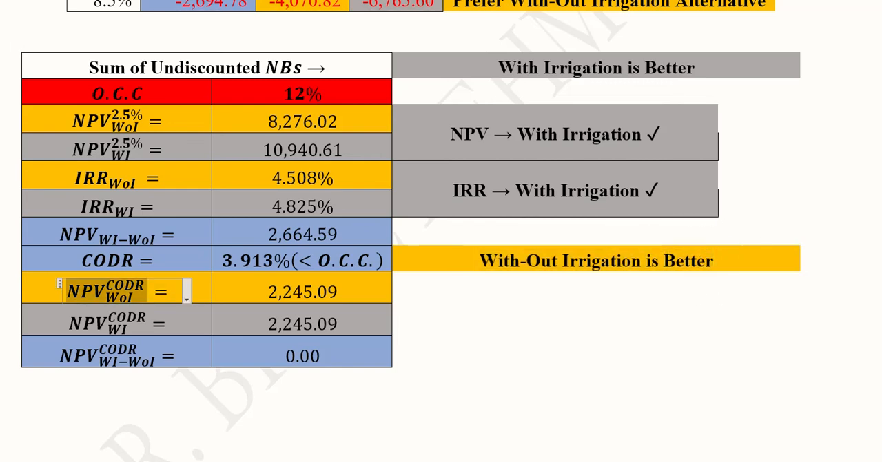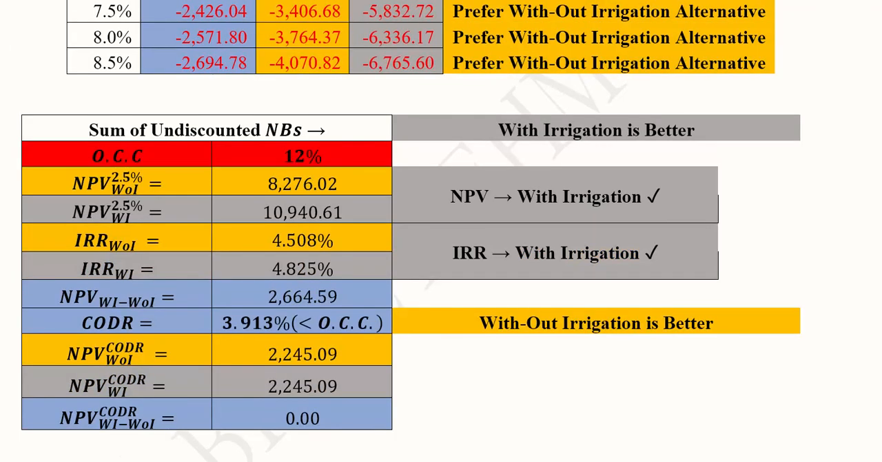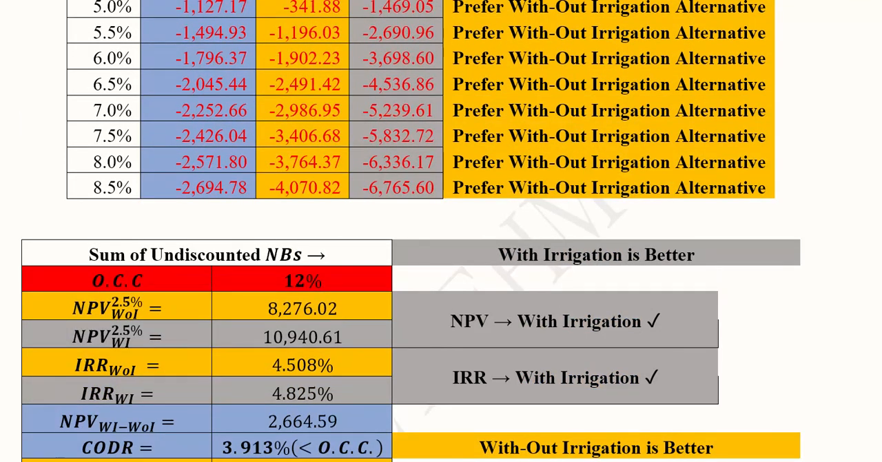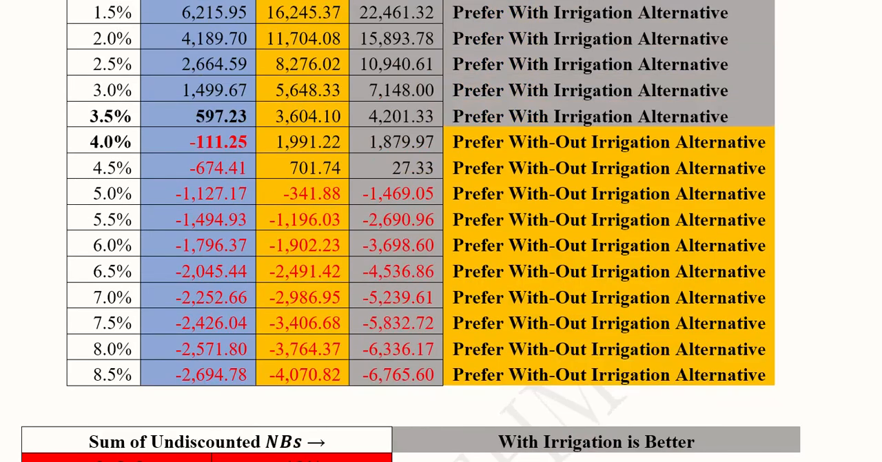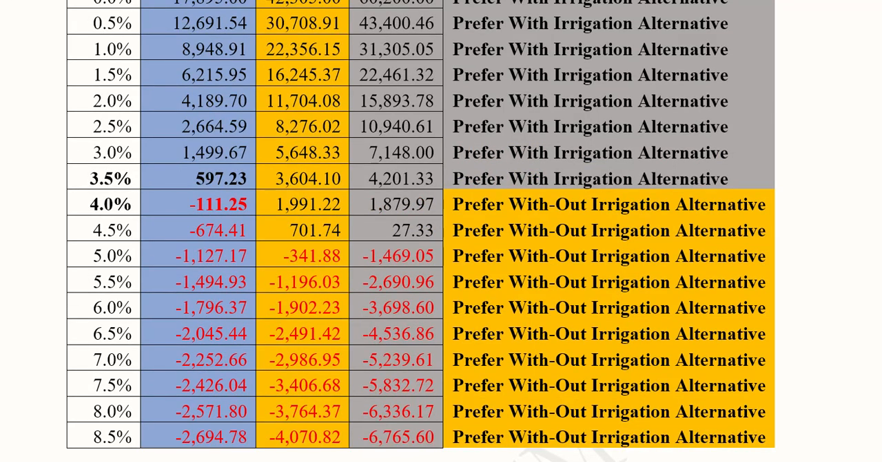Then we have the NPV at the crossover discount rate with irrigation and without irrigation alternatives. They both give the same NPV, and this is understandable because at the crossover discount rate both of them are equal. Then we have the NPV of the differential. It should be equal to 0, and it is, and that's a good thing because the NPV should be equal to 0 at the crossover discount rate. So now we can say that the crossover discount rate can be used to choose between two projects which have multiple purposes, and we have to choose between those two projects.